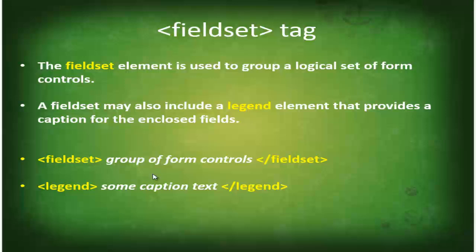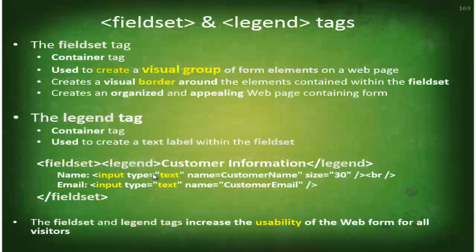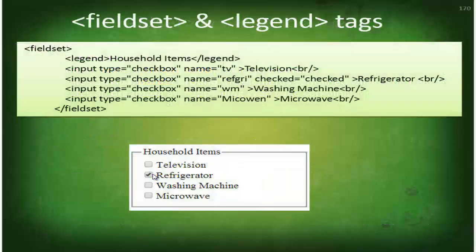The next one is the field set. Now the field set is used to get controls in a neat visual format. Because I'm running out of time, I'm just going to show you. This is how it's going to appear. So you notice that there is a rectangular box here, and there is a small legend that comes here.